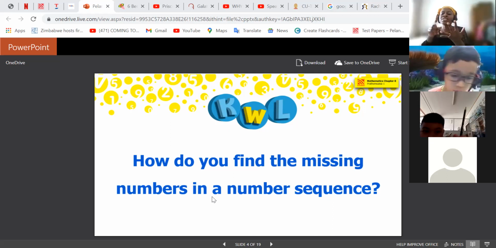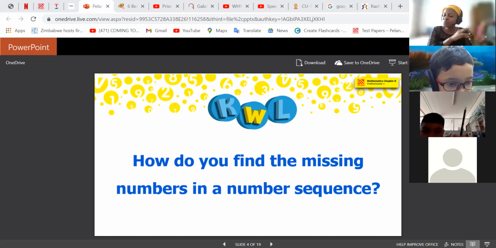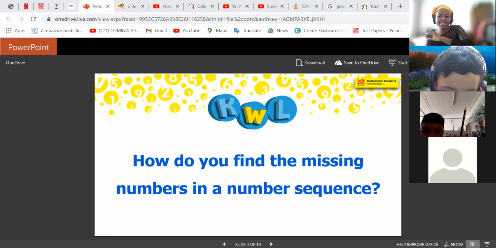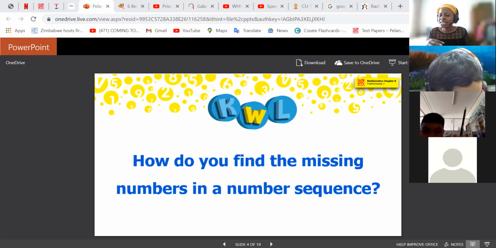So if we say 10, 20, 30, 40, the next number will be 50. Why 50? Because we are going forward by 10, 10, 10. If we say 1, 2, 3, 4, 5, the next number will be 6. Why? Because we are going forward by 1, 1, 1, 1, 1. Very, very easy. When we were coming from 10, 9, 8, 7, 6, the next number will be 5, right? So that is how we find the missing numbers in a number sequence.